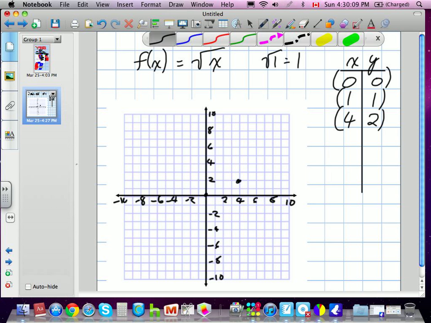Oh, you know what? I drew the first point wrong. It's too high. There you go. And this should have been there. Okay. What's the next number we can find a root of?